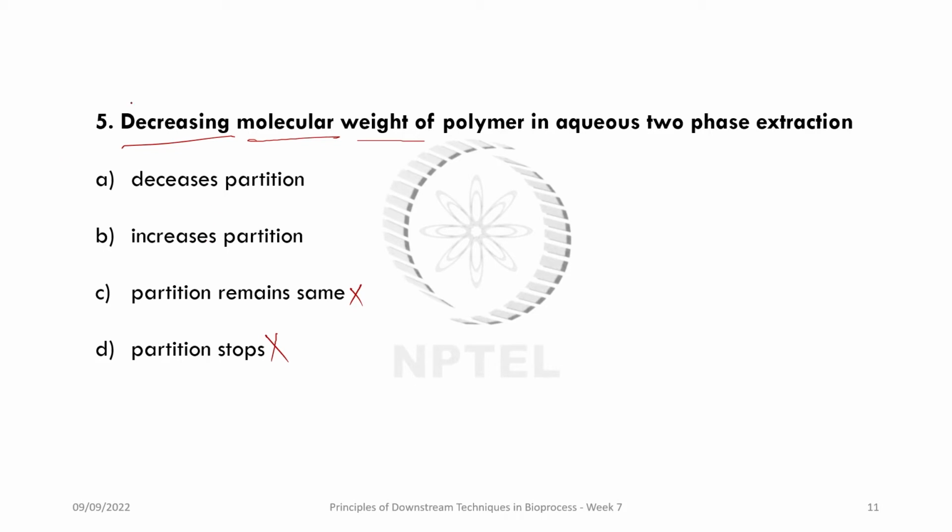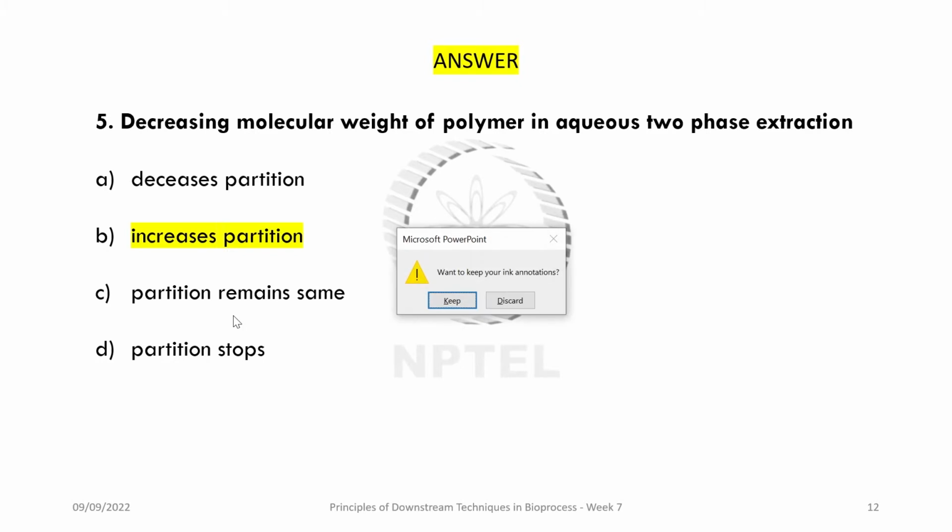There was a statement, right? With increase in molecular weight of polymer, the partitioning of solvent decreased, right? From PEG 400 to 4000, it decreased. So decreasing molecular weight of polymer would increase partition, correct? So the answer is 5B.